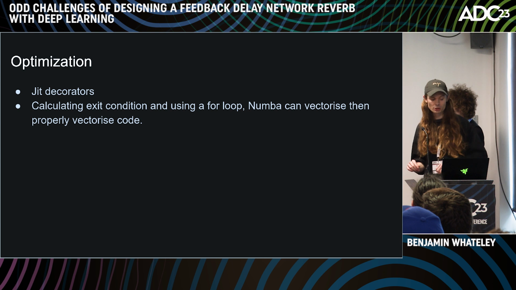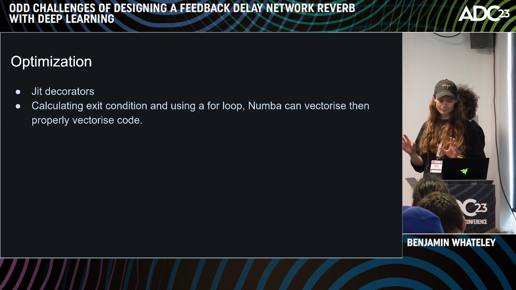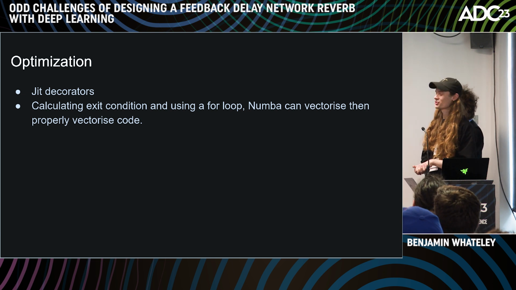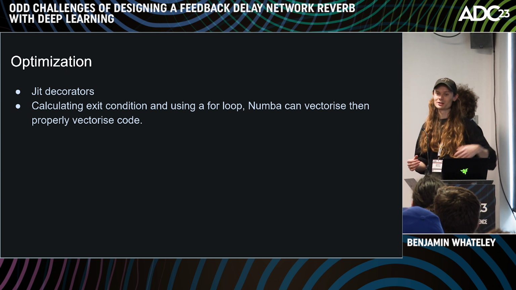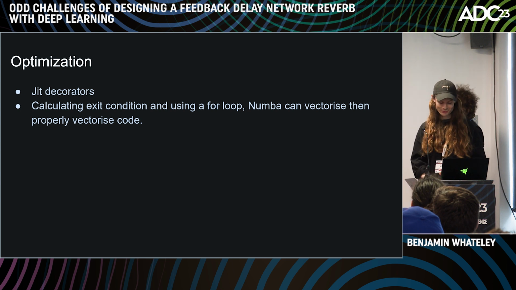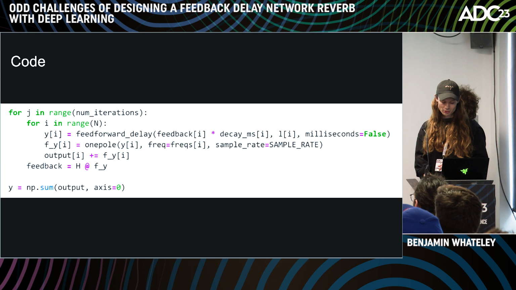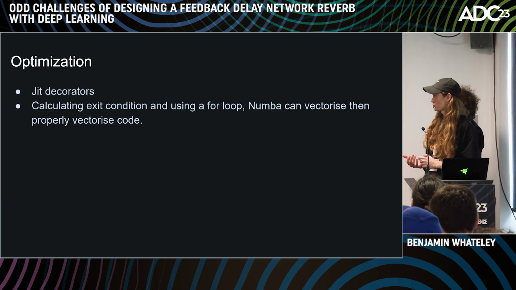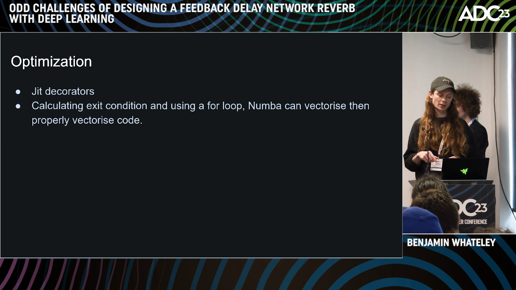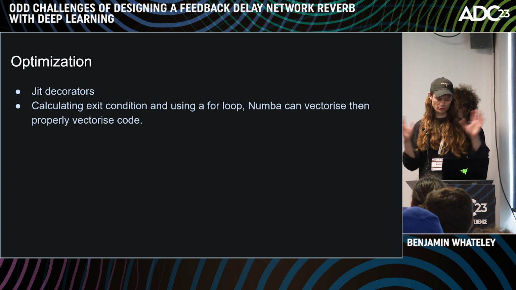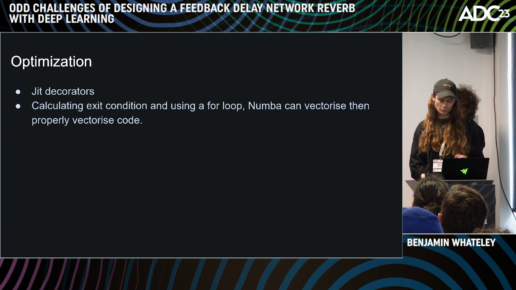But for JIT compilation, there was a really good talk yesterday about how this actually works. JIT needs to know ahead of time how many loops there are going to be in order to properly vectorize the code at compile time. So for loops need exit conditions in order to do that. So in order to calculate that, I just used the T60 time for the smallest delay line, and that meant that I'd looped through every possible permutation. So it was a little bit funky, but yeah.